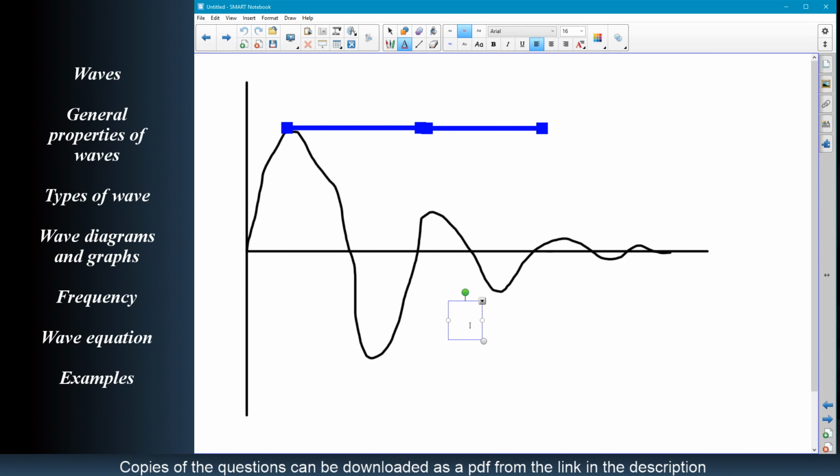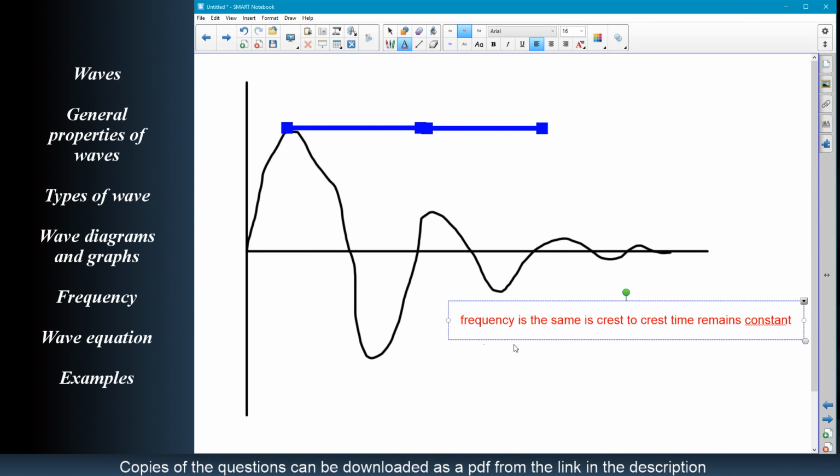So frequency, F-R-E-Q-U-E-N-C-Y, is the same if the crest to crest time remains constant. And for most things that's true.